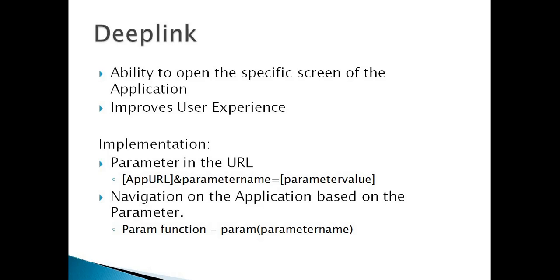To implement this, two major things need to be done. One is to pass the parameter in the application URL, and another is applying the logic in the Canvas app to navigate to the specific screen. Param is the function used to read the parameter in the application.